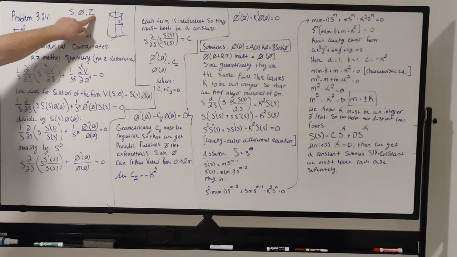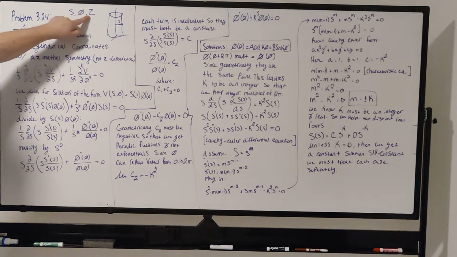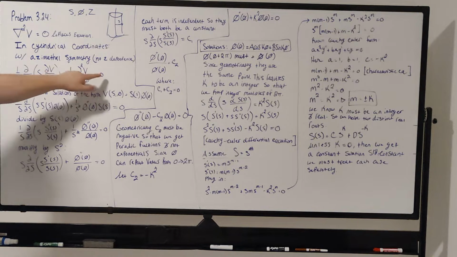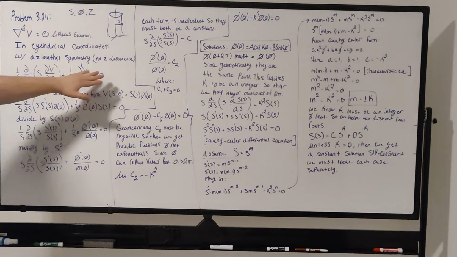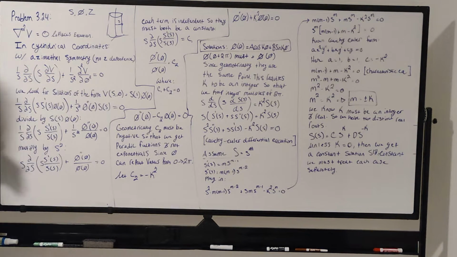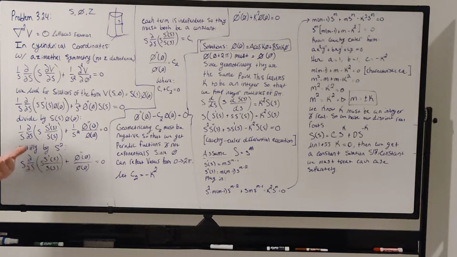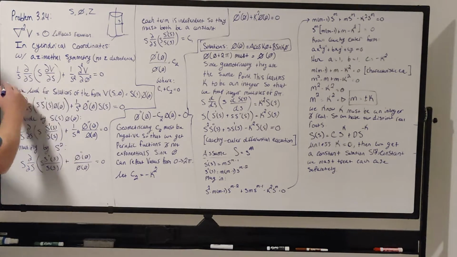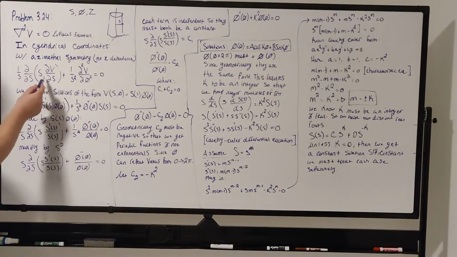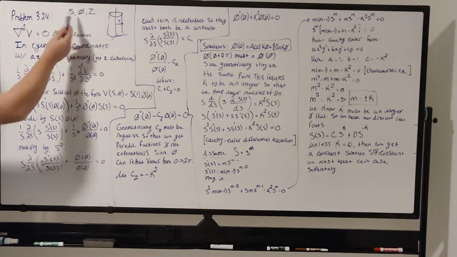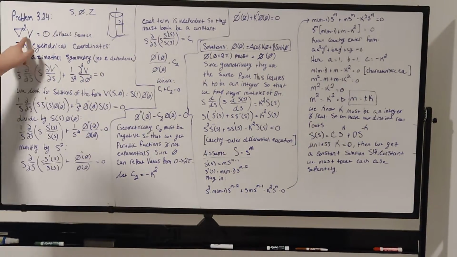The problem states that there's no dependence on z, so any derivatives here which had to do with z are gone, because the potential is not dependent on z. Therefore, any derivative of that potential with respect to z would be 0. So this is the Laplacian with only terms involving s and phi, and of course, this is equal to 0.